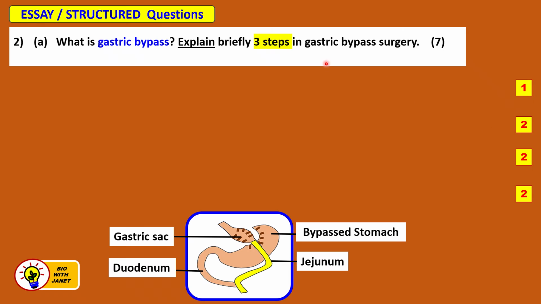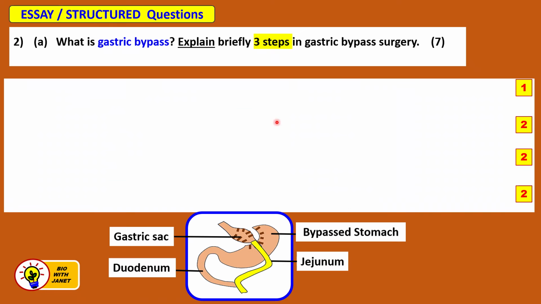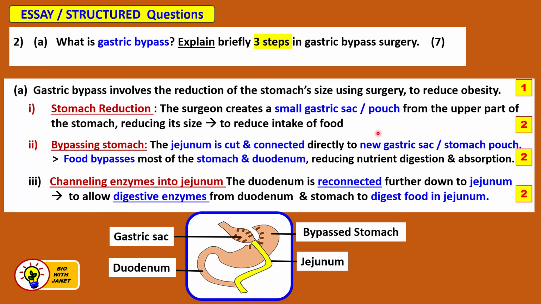Now, second question, what is gastric bypass? Explain briefly 3 steps in gastric bypass surgery. You can try this question first, and then we'll discuss the answer afterwards. Okay, so the first point is to state the definition for gastric bypass. Gastric bypass involves reduction of the stomach size using surgery to reduce or to treat obesity.